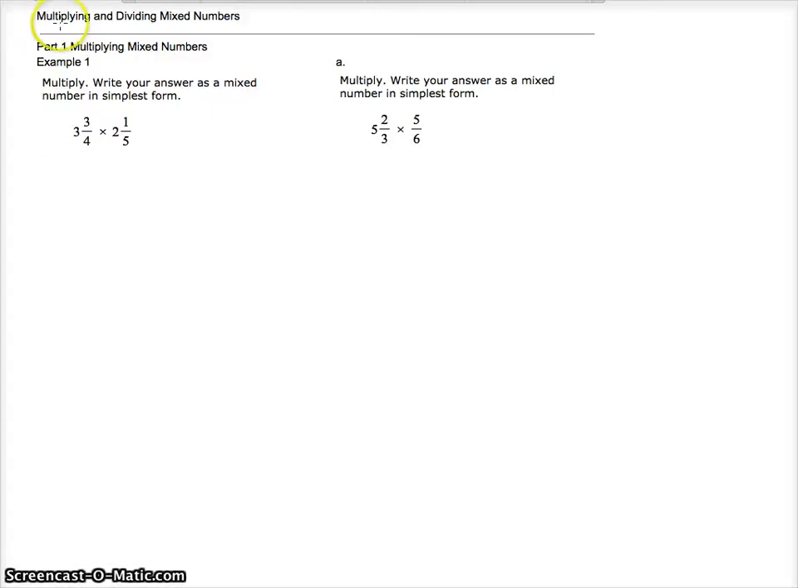Hello, welcome to multiplying and dividing mixed numbers. In part one, we're going to multiply mixed numbers and look at the process for that. Here it says multiply and write your answer as a mixed number in simplest form.